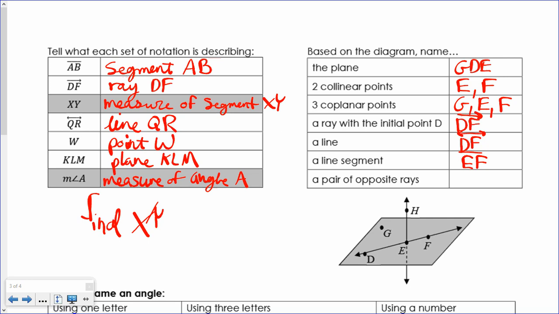Say it one more time. DE and EF? Okay. ED and what? EF. Good. You have to use the common endpoint as the first letter when you guys are naming them. Is everybody okay with that? Notations and naming and all that?